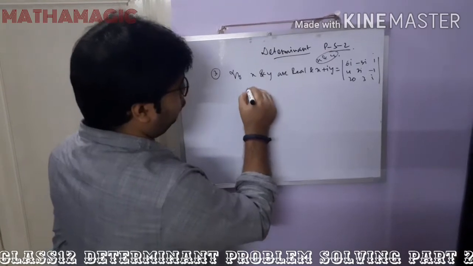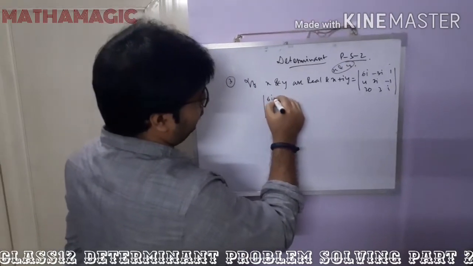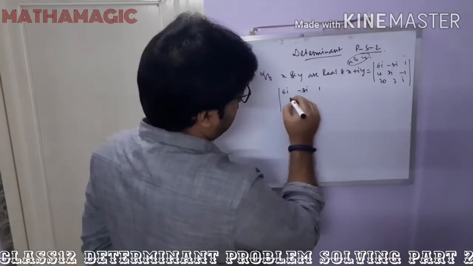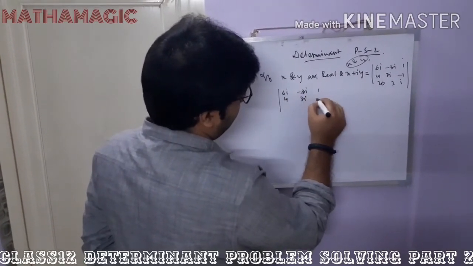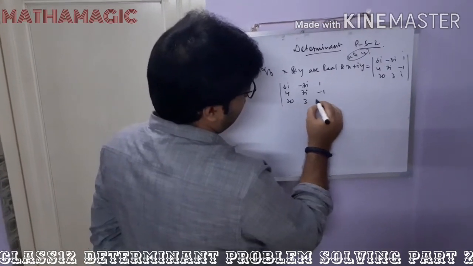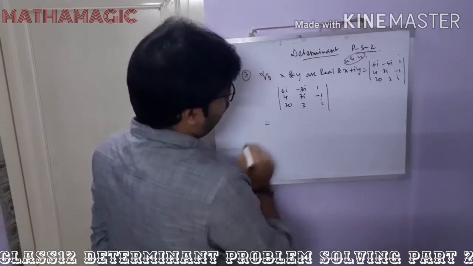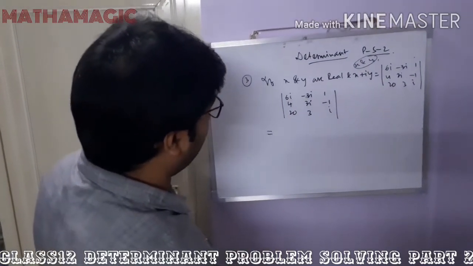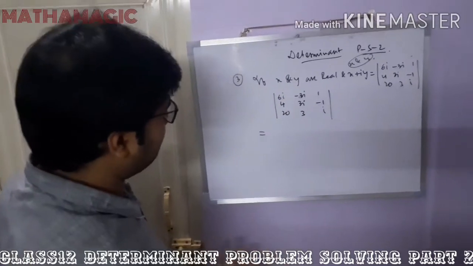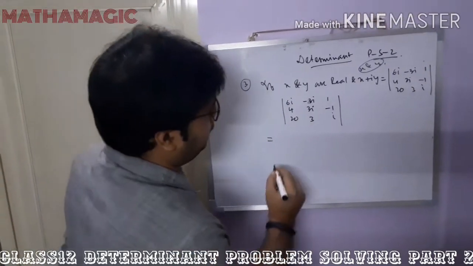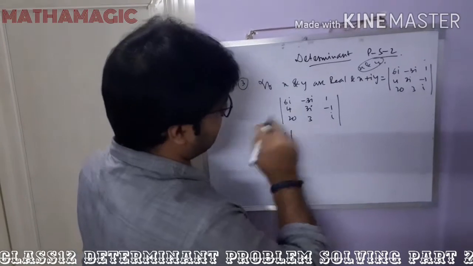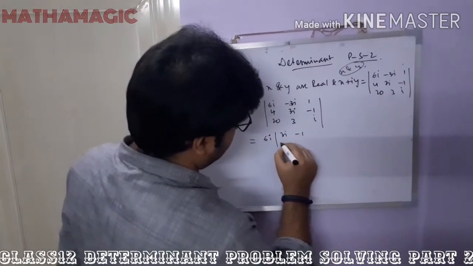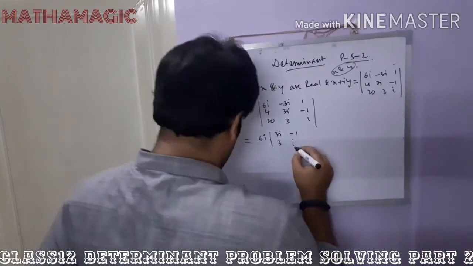In order to do that, we have to first evaluate this determinant, right? So 6i, minus 3i, 1; 4, 3i, minus 1; and 20, 3, i. To solve this determinant, we can use some properties, but that is not mandatory, because by multiplication we can easily get it, as the numbers are very small. So we are not using any property. We'll just simply expand the determinant.